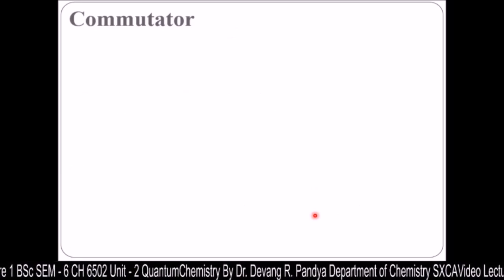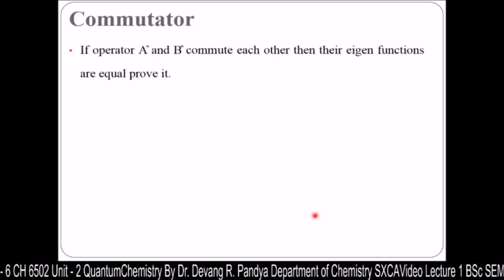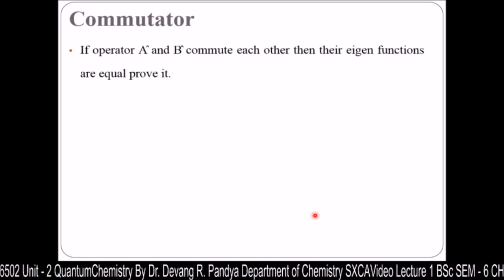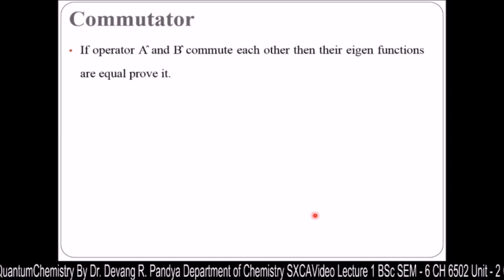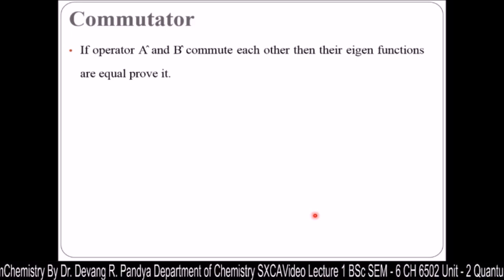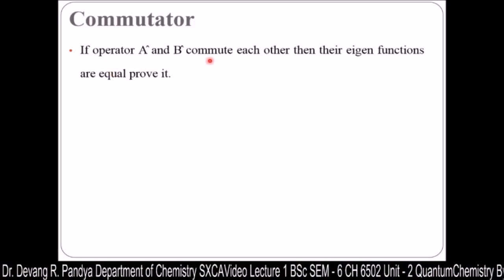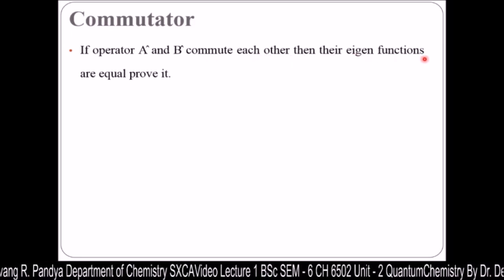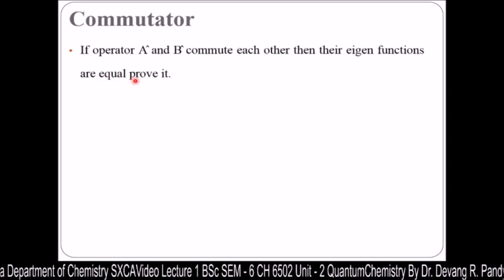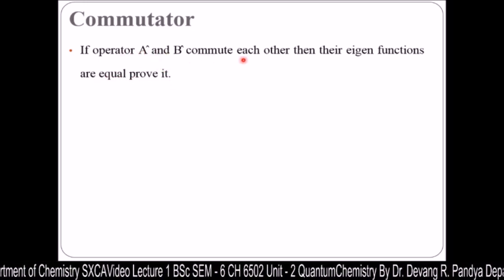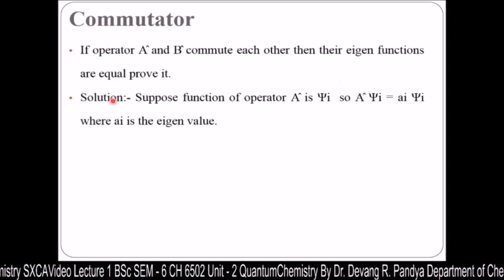Next theorem is about the commutator. Commutator concerns two operators operating one after the other: operator A operates on B and operator B operates on A. If A into B minus B into A is equal to 0, then both the operators commute with each other. If operators A and B commute with each other, then their eigenfunctions are also equal. Prove it. So we need to prove that if these two operators commute with each other, their eigenfunctions must be equal. This is the solution.